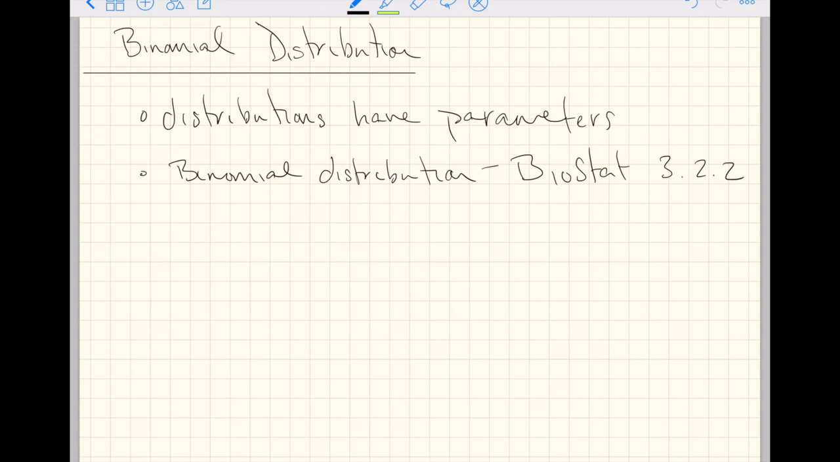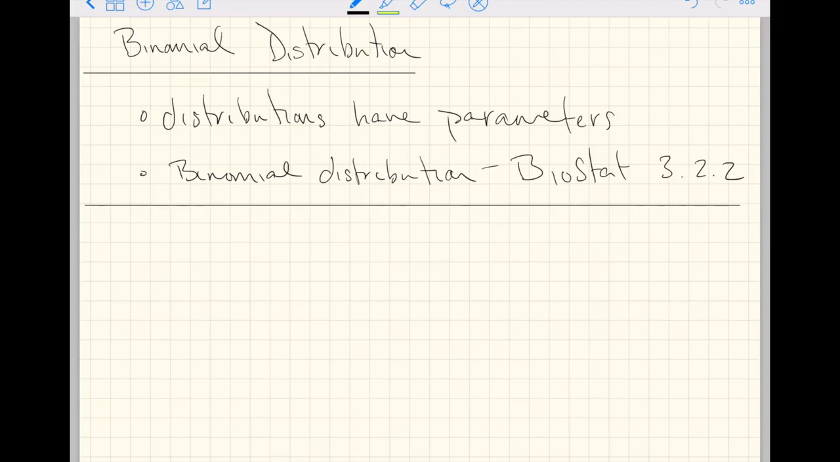If you want a good reference for the binomial distribution, I recommend section 3.2.2 of our textbook Biostat. You don't so much need the formulas in this class, so much as you need the idea of what this distribution is doing. Okay, so here we go. Our first point for this video: distributions have parameters.